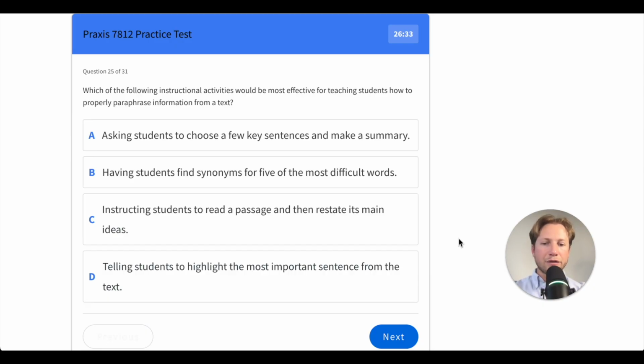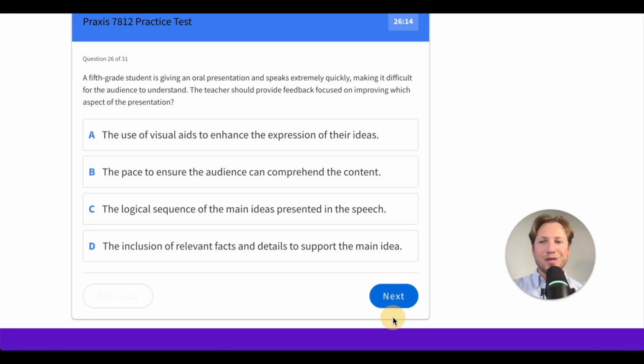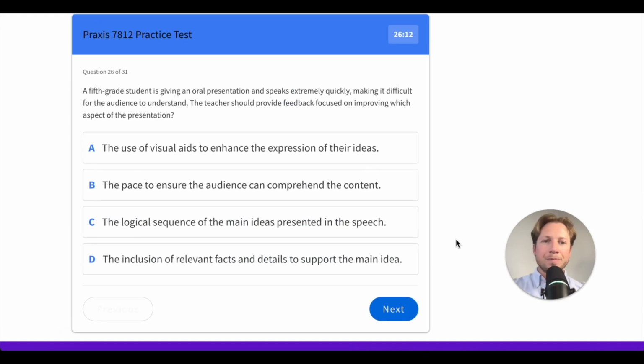All right, so paraphrasing, remember, this is the skill of restating information in the reader's own words. And so what I'm going to do here is select option C, instructing students to read a passage and then restate its main ideas. All right, moving on to question number 26. Here we still have 26 minutes. We're doing fine. You're doing great.